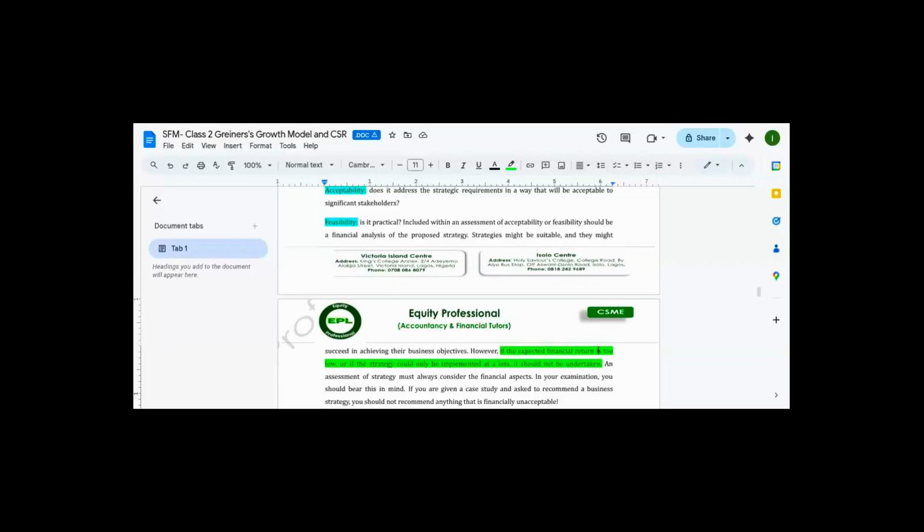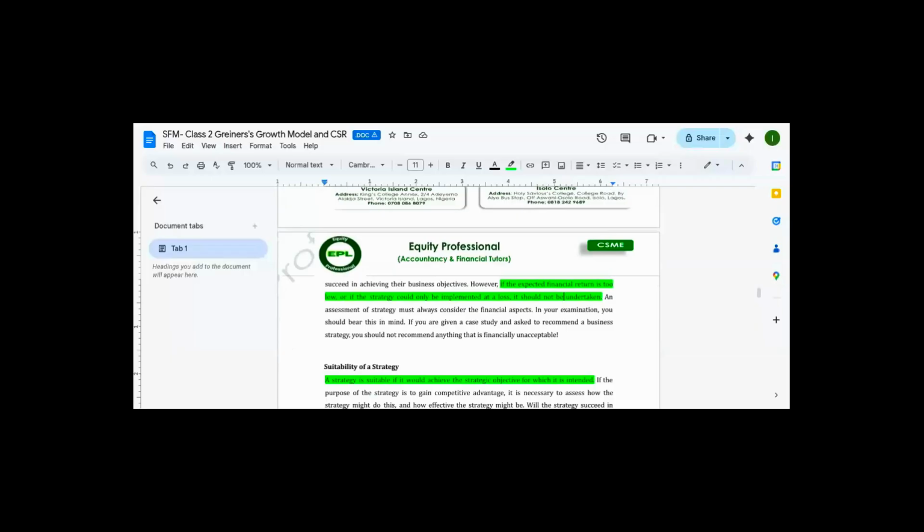If the returns from the strategy are negative, if the returns are low, and there is no potential opportunity for future increase in profitability, such a strategy should be rejected automatically. Because if the strategy is implemented, what is the implication? If the strategy could only be implemented at a loss, then it should not be undertaken. So the feasibility of the strategy focuses on how profitable this strategy is if implemented.